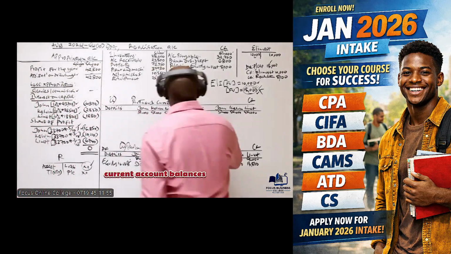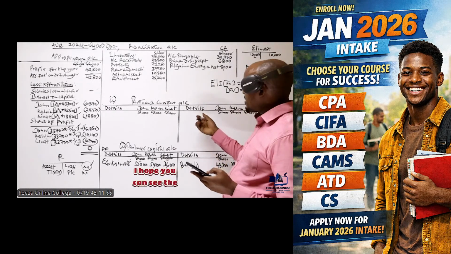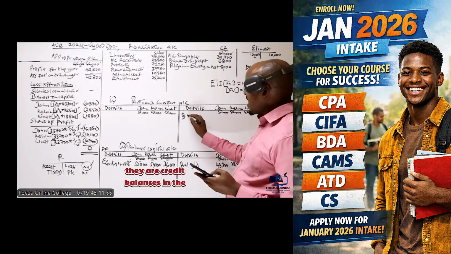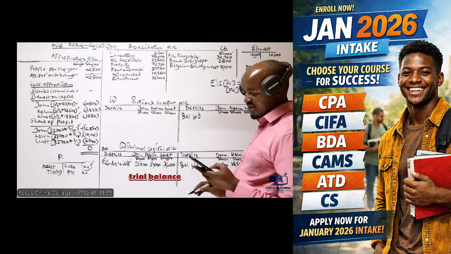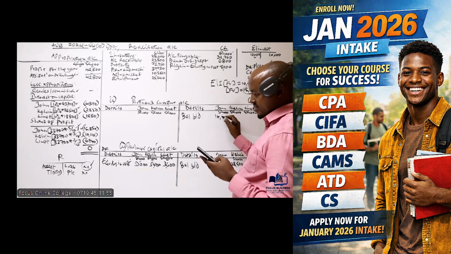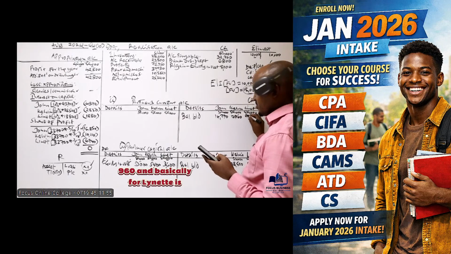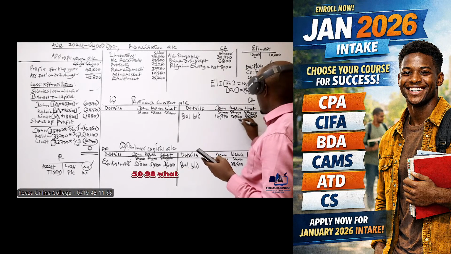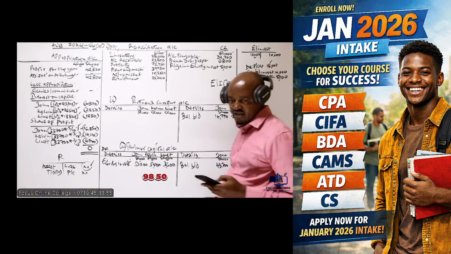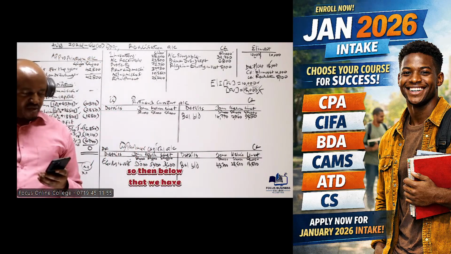Current account balances are the balances to be recorded in this account. Equally, I hope you can see the current account balances are credit balances. In the trial balance, they appear on the credit side. For John it is 14,790. For Kevin it is 12,960, and for Renette it is 9,850.